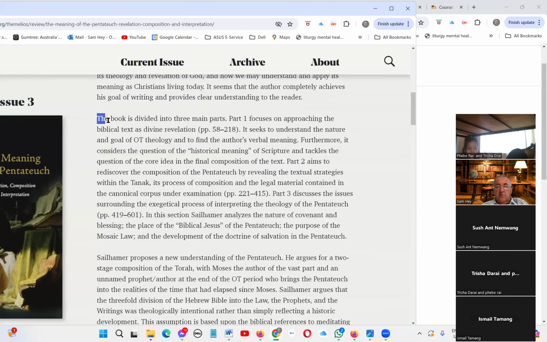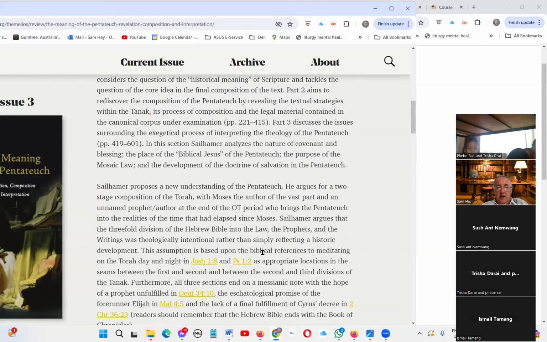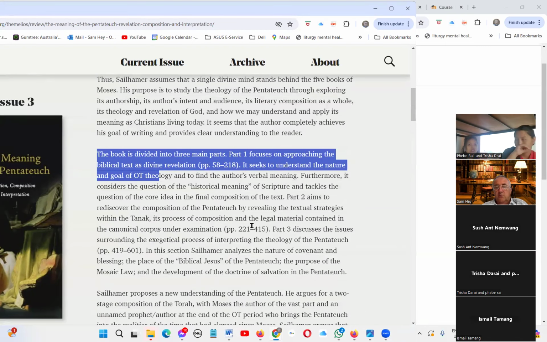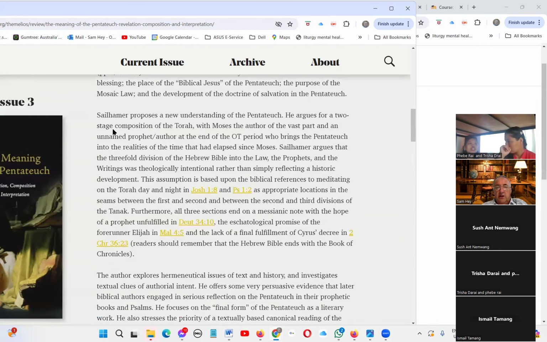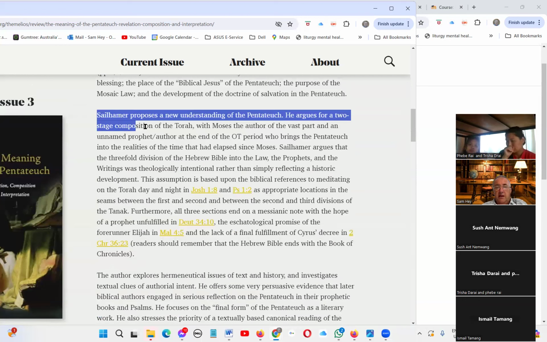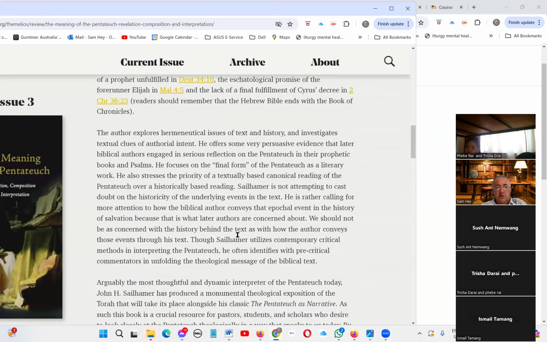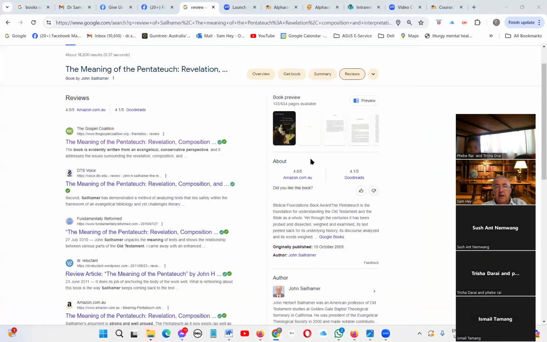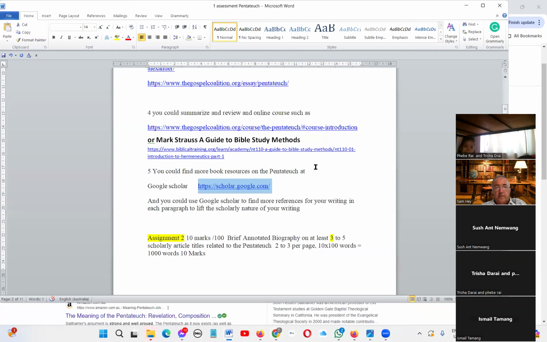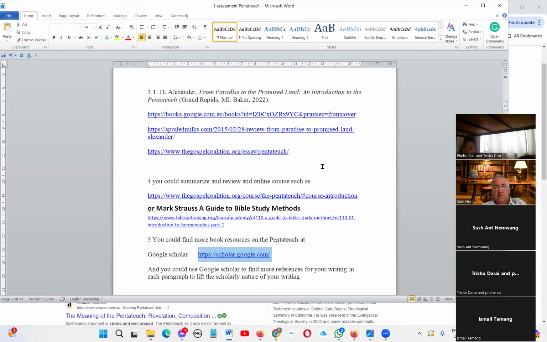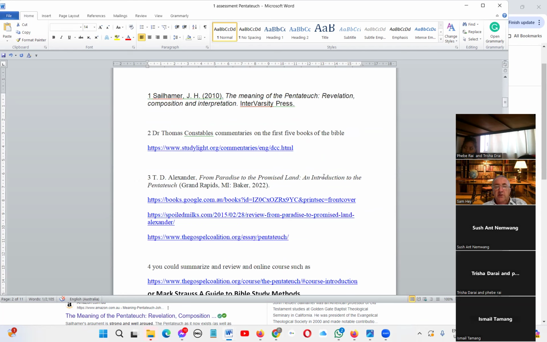The book is divided into 3 parts, and you can see an example of how to write this review. And then Sailhammer proposes an understanding of the Pentateuch in which the connection between Moses and the writing is assumed. So that's one book that you could write about in your assignment. Another book, if you don't want to write about that or as well as that, because you need to write about 2, would be Thomas Constable's commentaries.